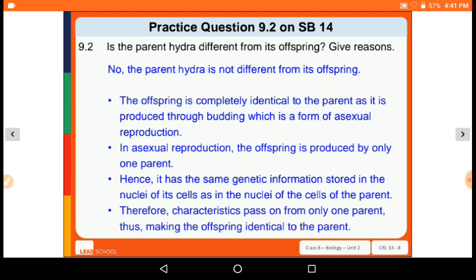The answer is no, the parent hydra is not different from its offspring, because the offspring is completely identical to the parent. It is produced through budding, which is asexual reproduction. In asexual reproduction, the offspring is produced by only one parent. Hence, it has the same genetic information stored in the nuclei of the cells as in the nuclei of the cells of the parent. Therefore, the characteristics pass on from only one parent, thus making the offspring identical to the parent.